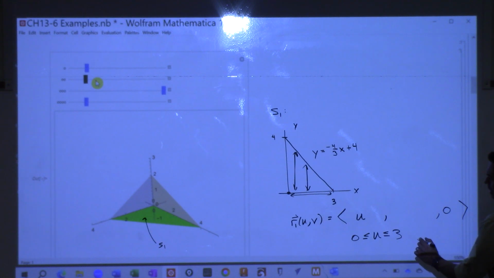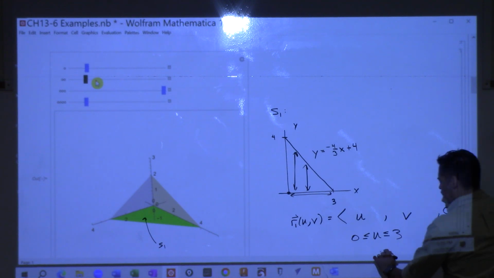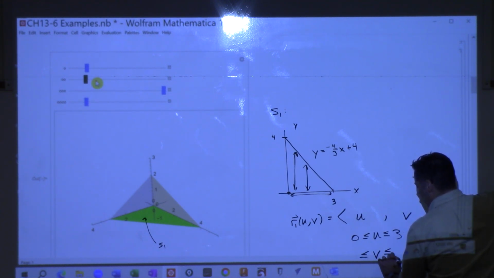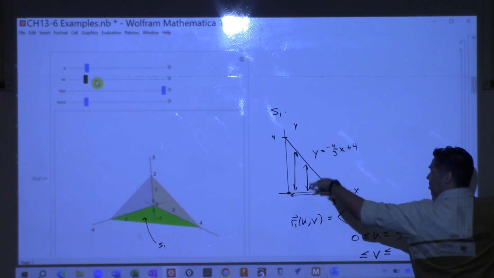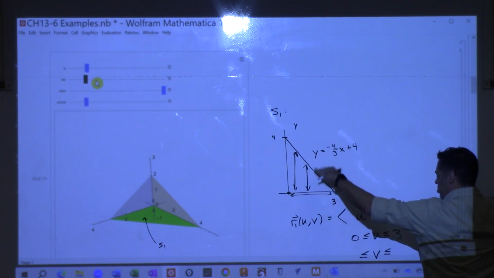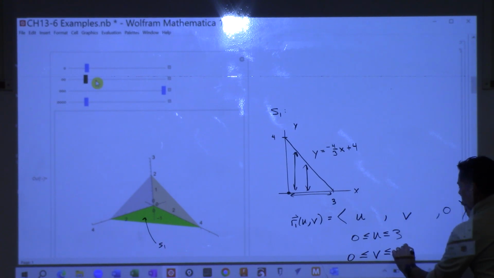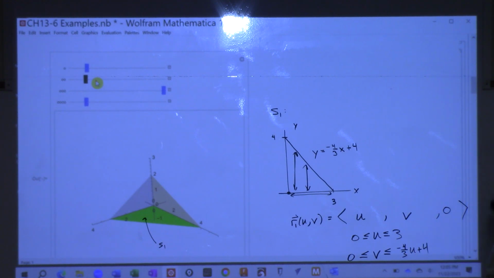I have another variable, don't I? So just tell me if you think this will work. Can I put v here? Think about this. Let me write down, and then tell you that v is between, what is our v between? V is the y, right? What is that between? 0 and negative 4/3 u plus 4. See if that makes sense to you.